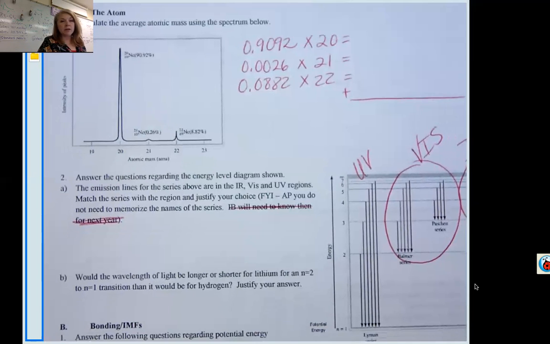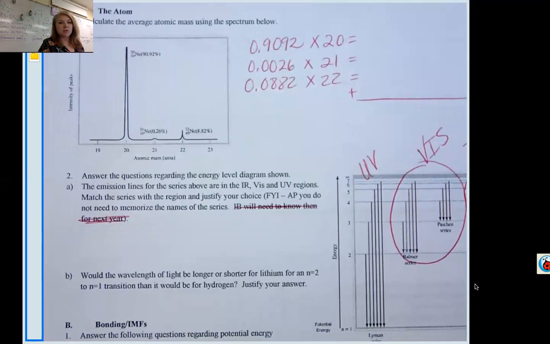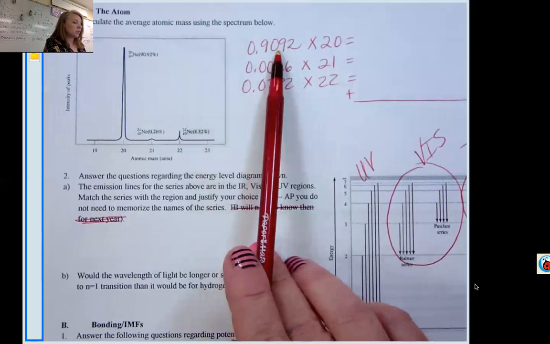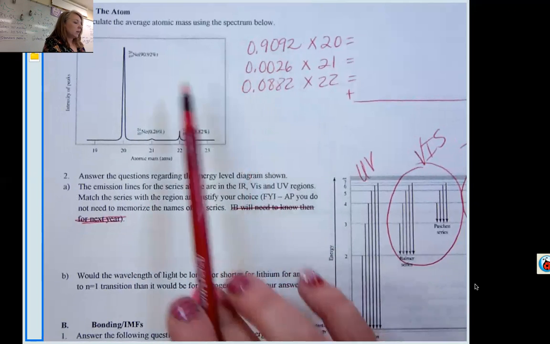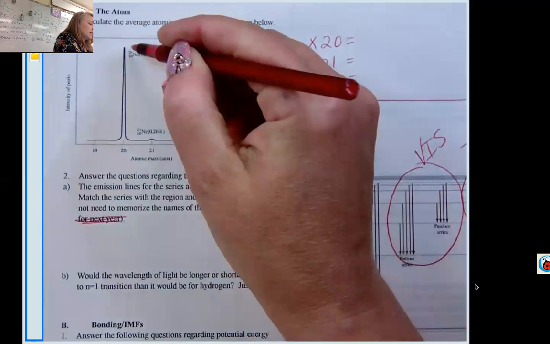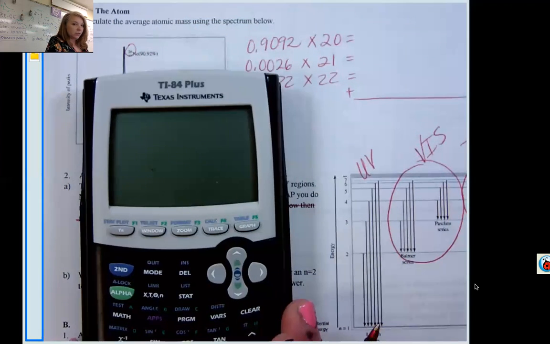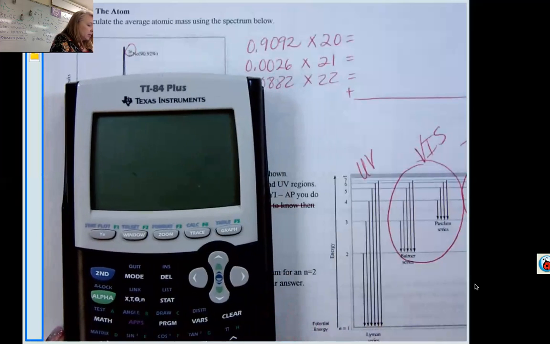This particular one is simply using a spectrum to figure out the average atomic mass. If you look at the percentages, I've changed them to decimal forms. Looking at the very top number, the mass number is the only thing they give you for mass, so use that for the mass of each isotope.